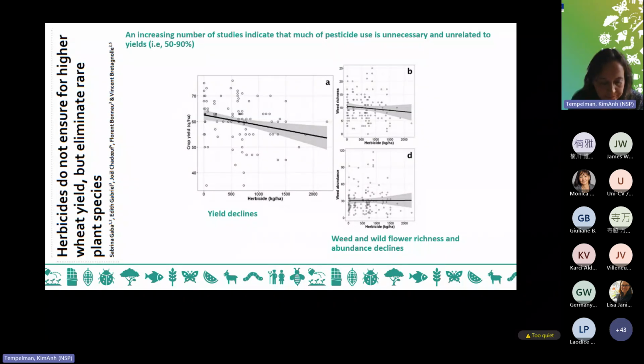On the left side, there's a graph on the use of pesticides, the increased use of herbicides actually in wheat croplands. And as you can see, with the increased use, the yield is actually declining. And so it's not necessarily that using herbicides can lead to higher yields.